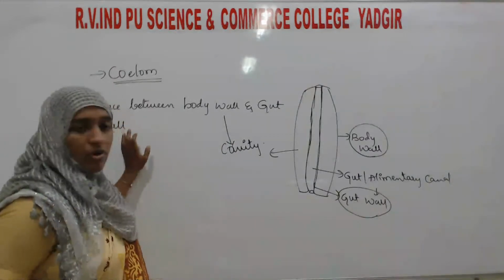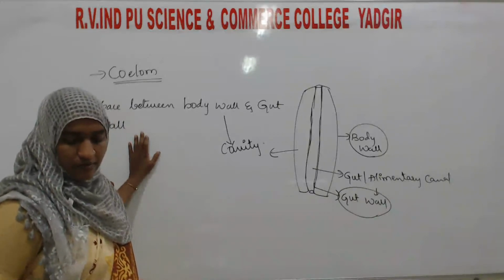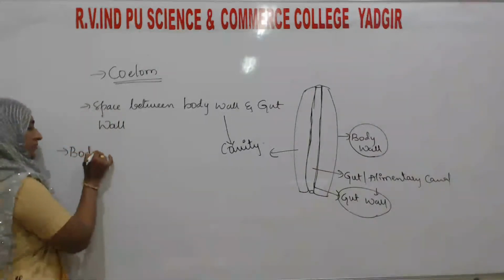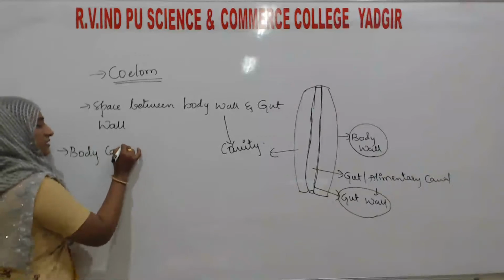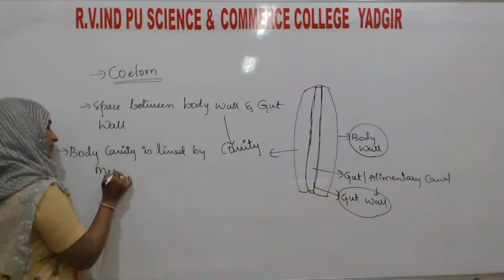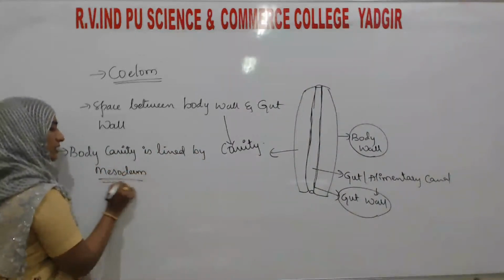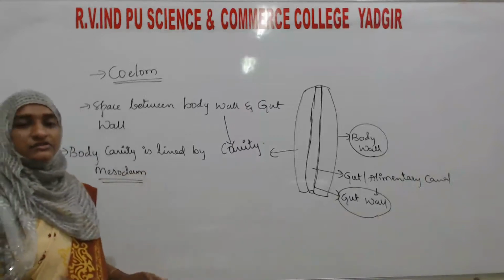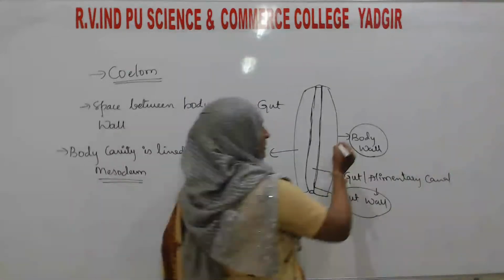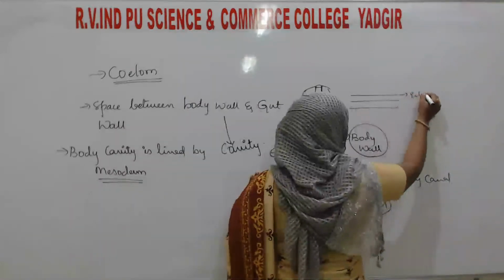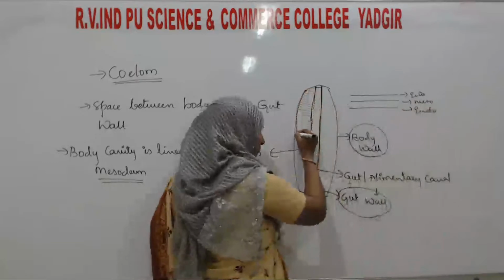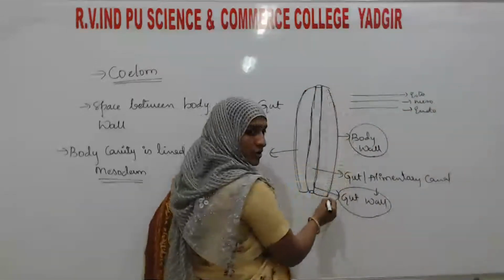And here the body cavity is lined by the mesoderm. Yesterday I explained to you about the mesoderm. Mesoderm means the middle layer of the embryonic layers. There will be the presence of 3 layers: ecto, meso, then endo. Now, the body wall is lined by which embryonic layer?